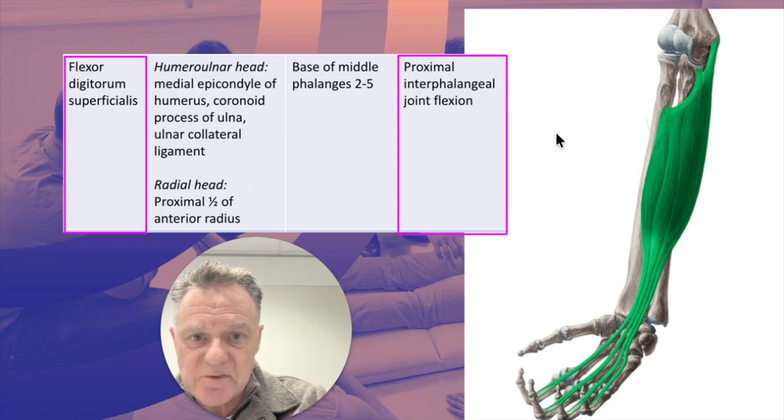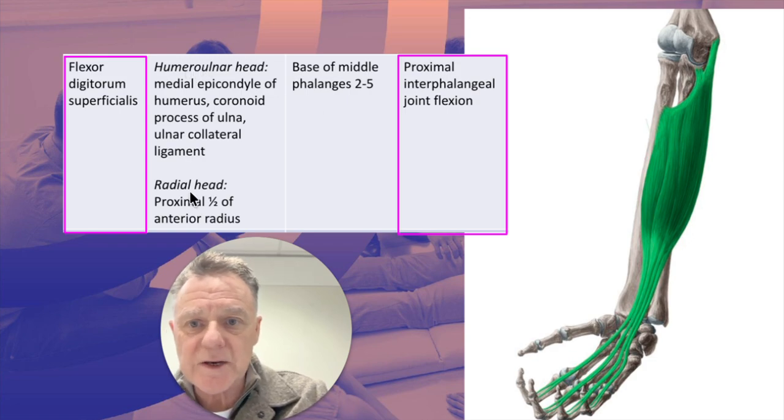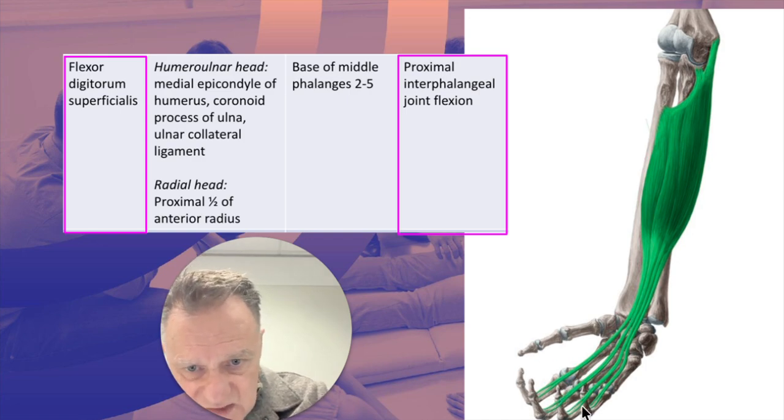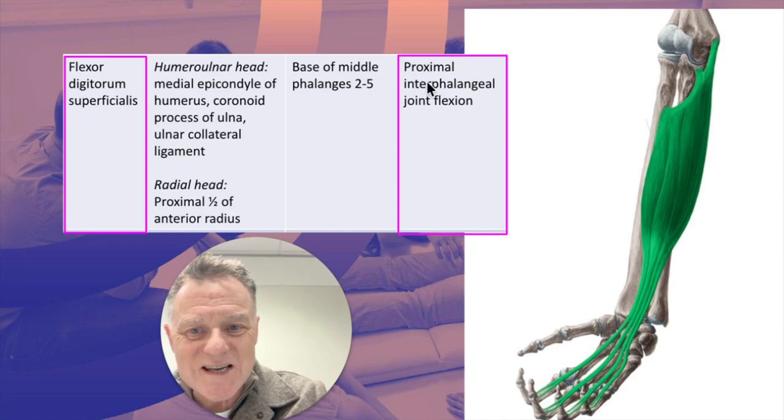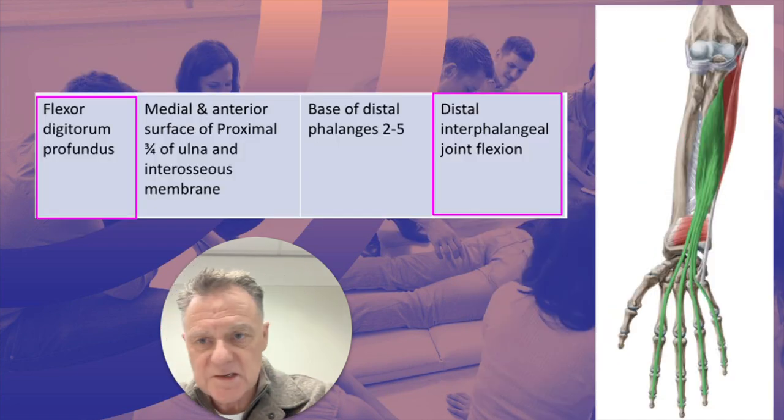Flexor digitorum superficialis is as it sounds. It has two heads actually, a humeral ulnar head and a radial head. So humeral ulnar and radial head, and into the base of the middle phalanges, although this sort of looks like it's too distal, you can't really see, but into the middle phalanges of 2 to 5. So we know that's 1, 2, 3, 4, and 5. And so it's going to obviously flex the wrist and also flex the interphalangeal joint, so flex the hand essentially, or the fingers of the hand.